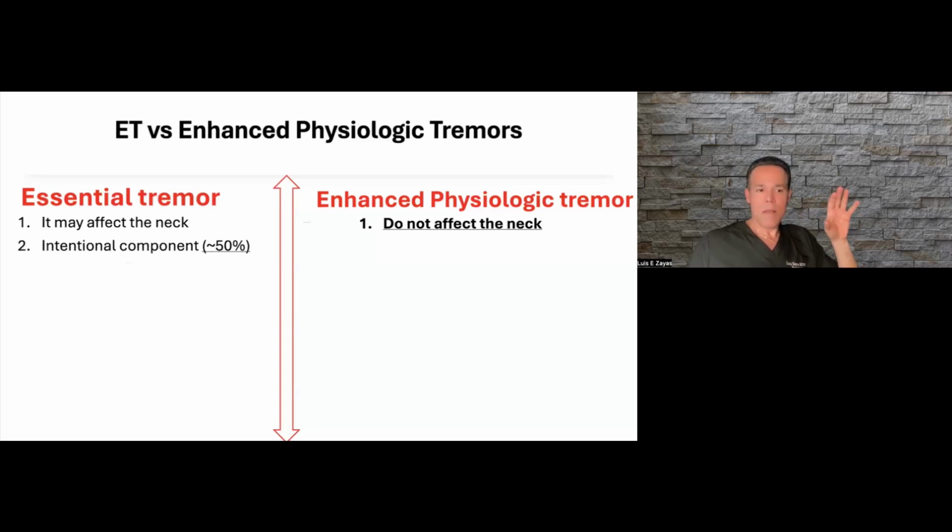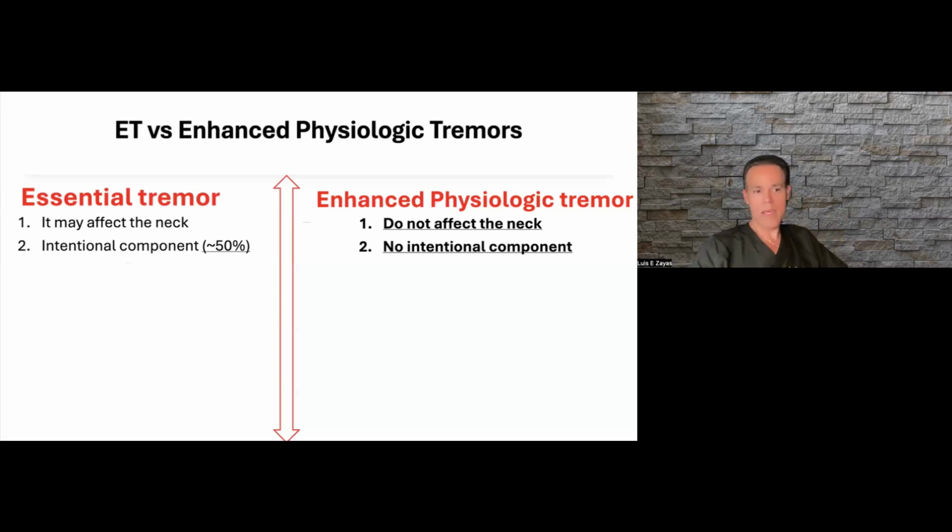The other thing that helps you to differentiate is the intentional or the terminal component of the tremor that you see in essential tremor, but you don't see in enhanced physiologic tremor. So when I say the terminal or intentional component, it is when the patient is reaching the target. For example, your finger to the nose, and the amplitude of the tremor gets worse. You see the exacerbation of the tremor when the patient is getting to the target.